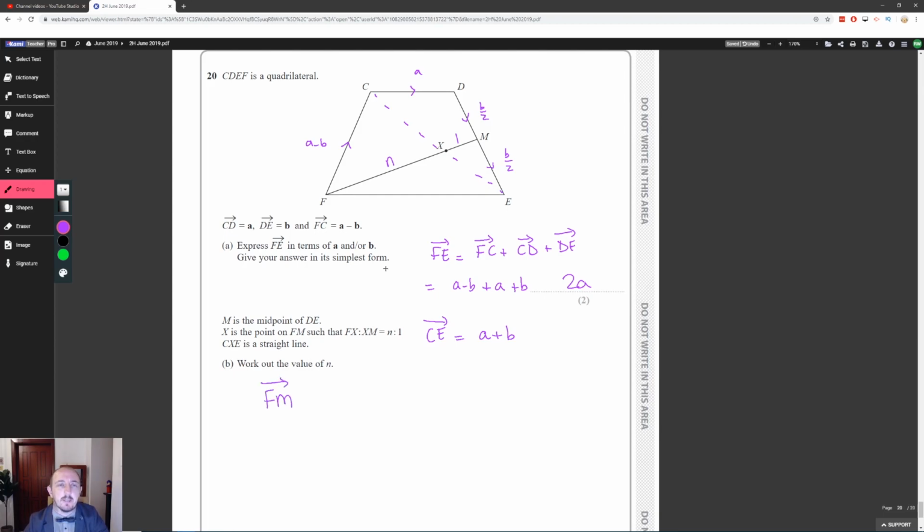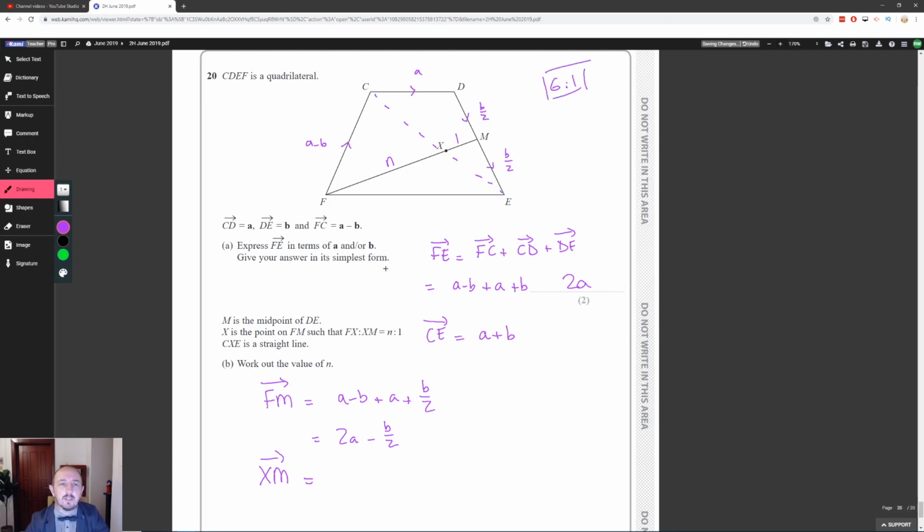So let's work out FM. That's going to be A minus B plus A. So we're going up across. B over 2 would get us to M. So FM is going to be A plus A is 2A minus B plus B over 2 is minus B over 2. So that's going to get us from F to M. And to go from X to M is, well, if this was like 6 to 1, for example, then this would be 1/7 because we add those up.